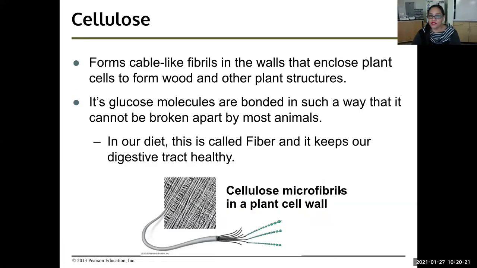Cellulose forms cable-like fibrils in the walls that enclose plant cells to form wood and other plant structures. Its glucose molecules are bonded in such a way that it cannot be broken apart by most animals. So while we eat parts of plants, we don't eat bark and branches in the wood because our body can't break that down. We stick to the leaves and the plants and the flowers and the fruits. In our diet, this is called fiber. It keeps our digestive tract healthy. So what little we get, everybody should eat more fiber.